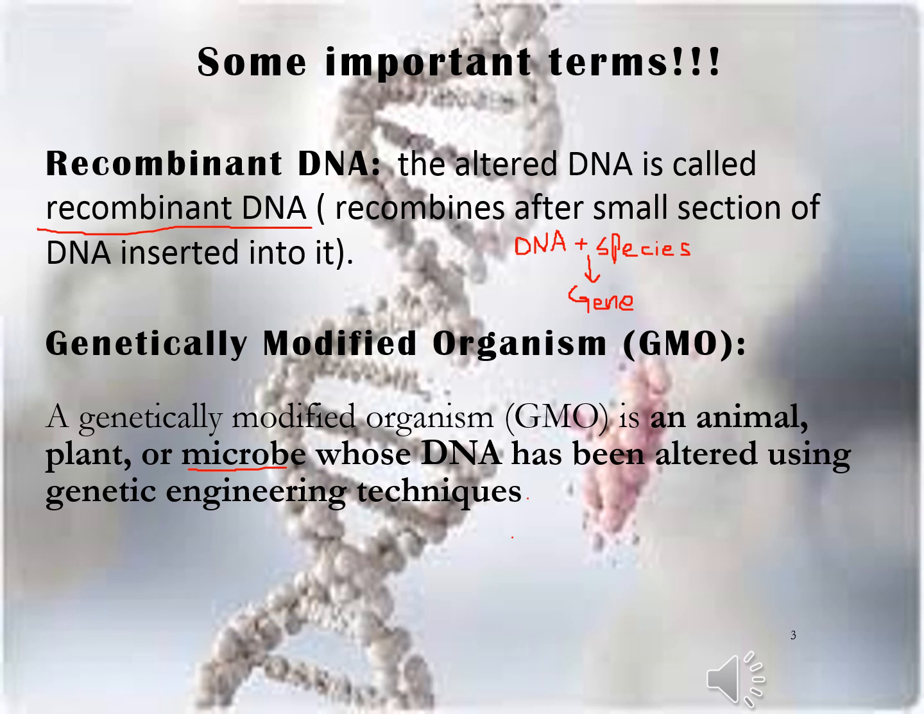The next one is GMO. A genetically modified organism is an animal, plant or microbe whose DNA has been altered using genetic engineering techniques. GMOs are used to produce many medications and genetically modified foods, and are widely used in research and for production of other goods.